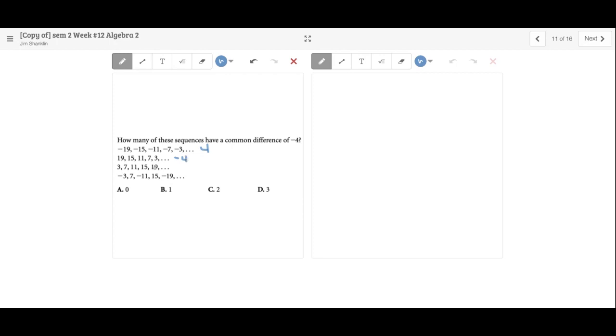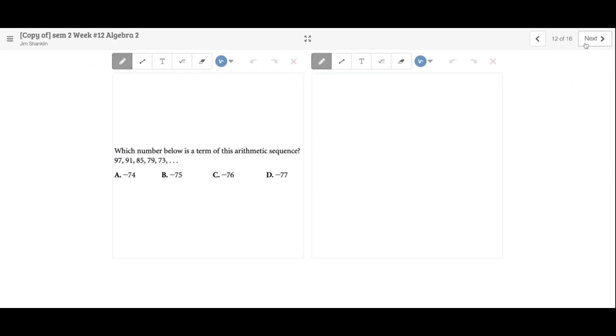3, 7, 11, 15, 19. That looks like it has a positive 4 difference. And negative 3, negative 7. So this one oscillates between positive and negative. So there's only one of them that has a negative 4 difference. So B would be the correct answer there. Okay, so there's only one that has a difference of negative 4. All right. Not even sure what number problem we're on right now. I got all mixed up.